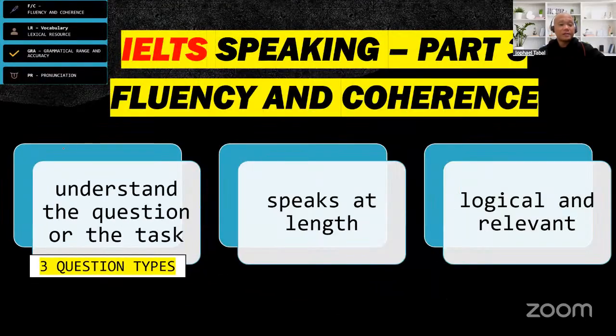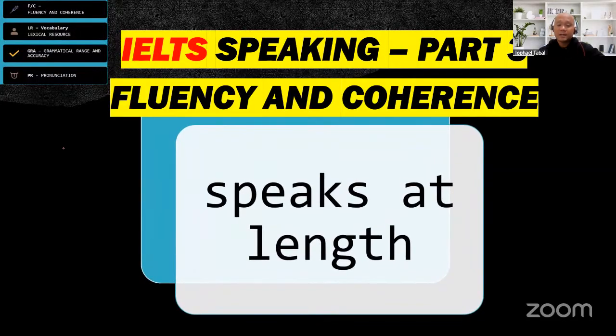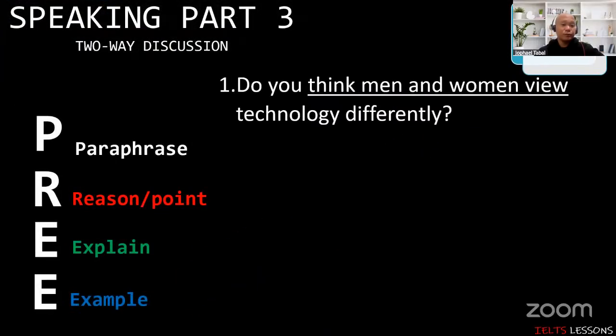The next one is speaks at length. So how can a candidate speak at length? Now, in here, what the candidate must do is to use the structure for speaking, the structure for answering the question. So we have here P-R-E-E. I call this one P-R-E-E, or paraphrase, that's for the P, and then reason or point.